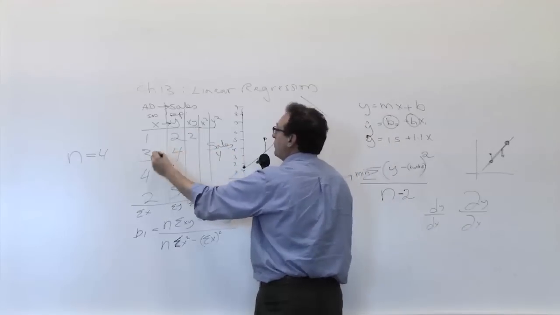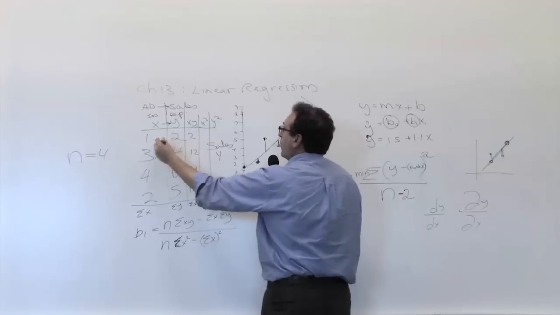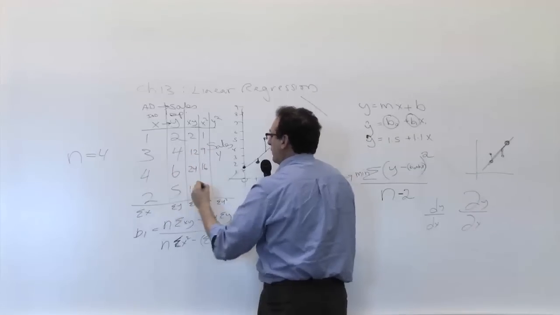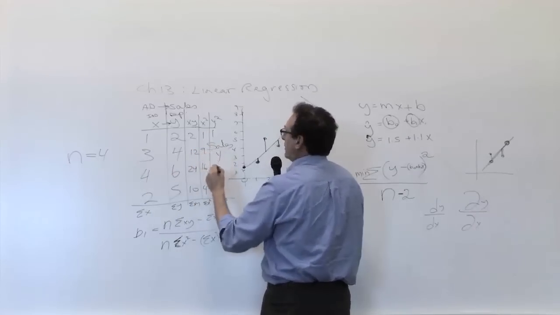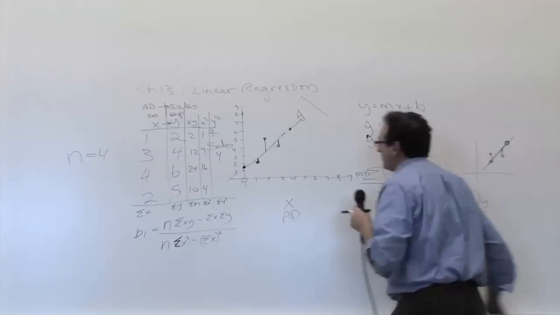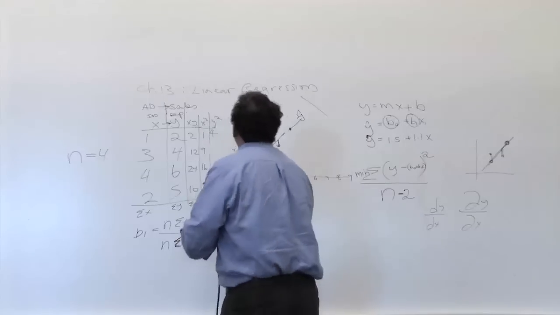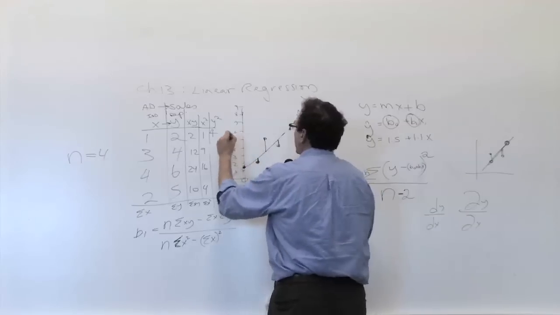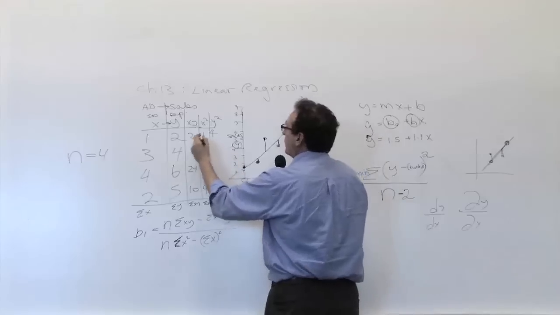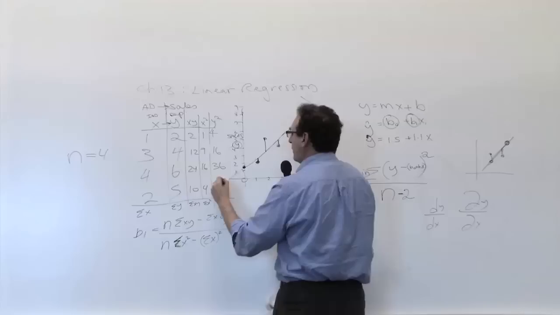1 times 2 is 2, 3 times 4 is 12, 4 times 6 is 24, 2 times 5 is 10. 1 times 1 is 1, 3 squared is 9, 4 squared is 16, 2 squared is 4. Let's get a little bit neater. This is the y. So the y squared is 4, the y squared is 16, 6 times 6 is 36, 5 times 5 is 25.